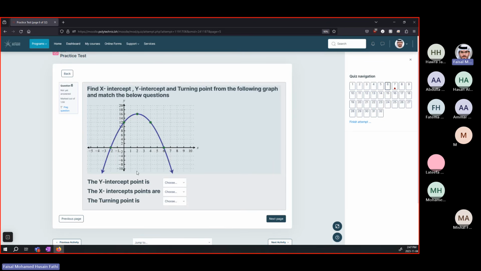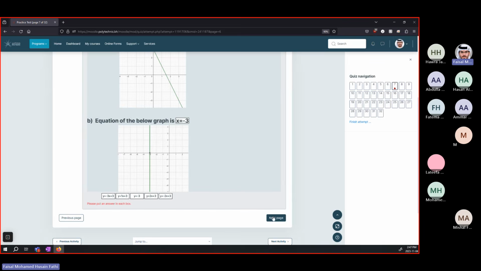Axis of symmetry is 2, where it goes right through the turning point. The axis of symmetry is the exact vertical line that goes through the turning point. That's all it is. Okay? So in this case x equals 2 is your axis of symmetry. Let's go on and look at other questions.